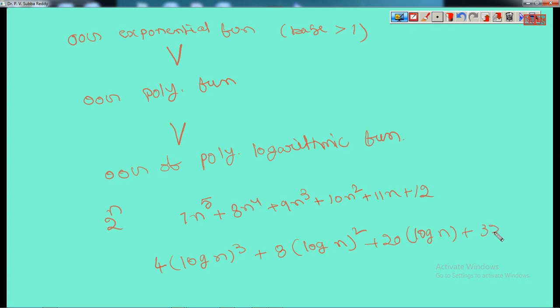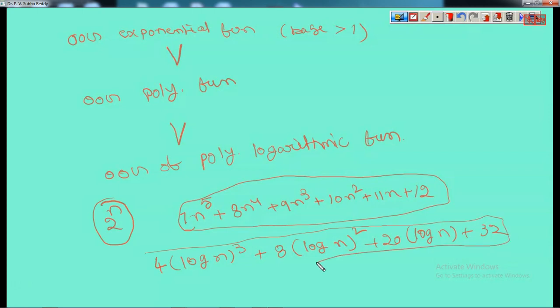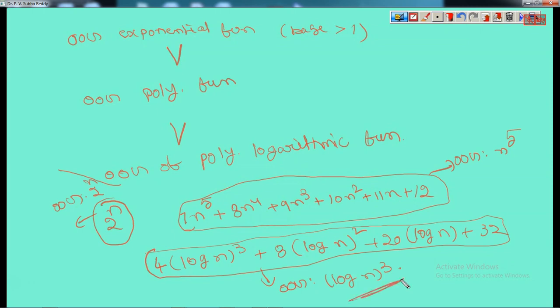Now this is one function, and this is some other function. What is the order of growth here? Here the order of growth is 2 power n. What is the order of growth here? Here it is n power 5. What is the order of growth here? The order of growth here is log n whole cube. Out of this, now you can easily say.